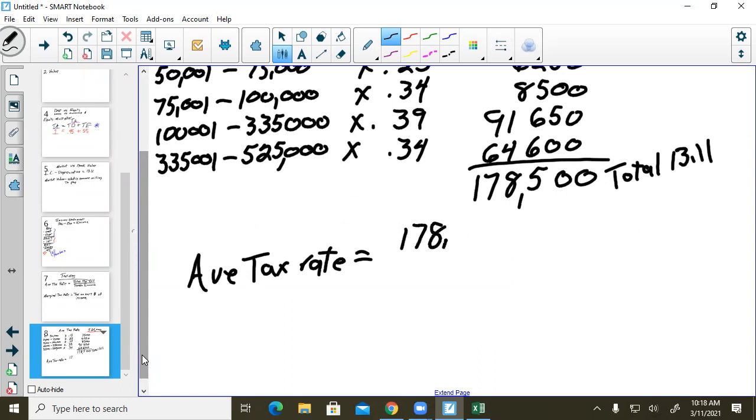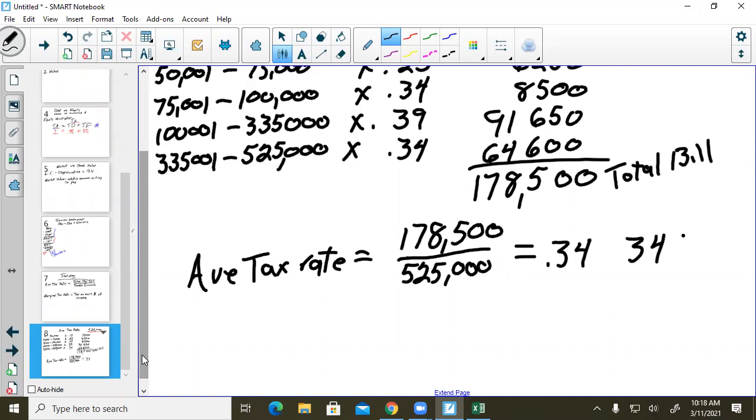So we take his total tax bill divided by his taxable income. What's your tax rate? Your average tax rate? 34%. Okay. So that's how we do it, folks. You're going to need to know that, so make sure you have that down.